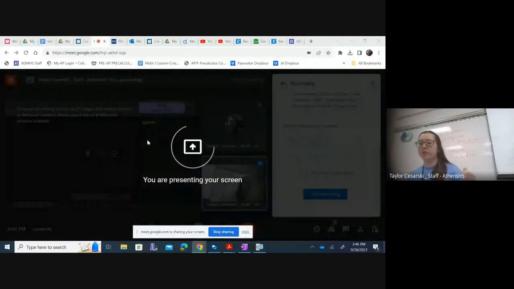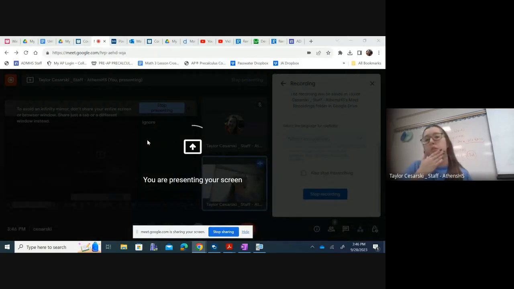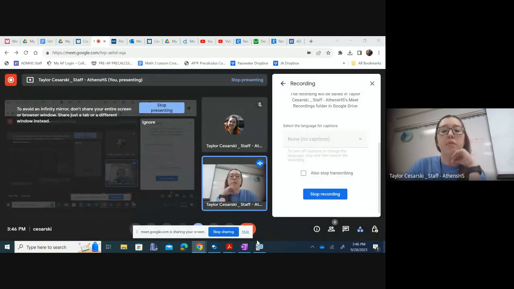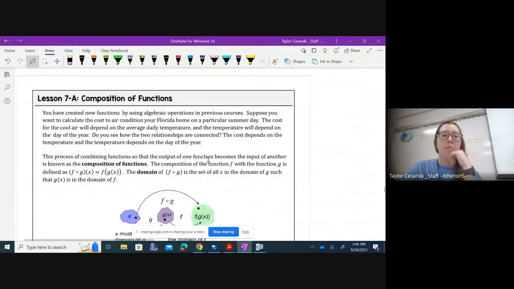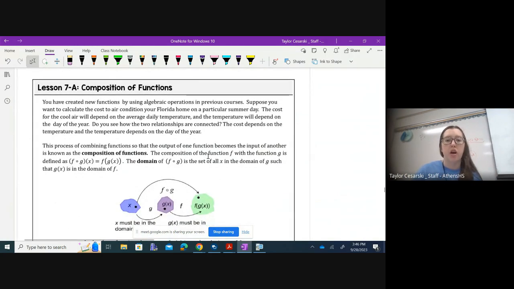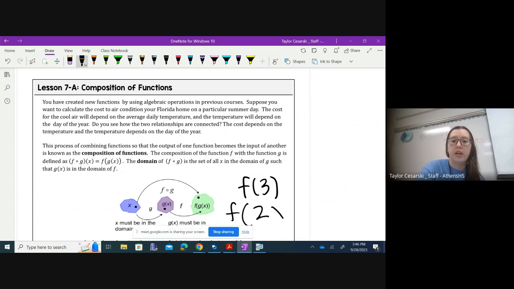So composition of functions, you've done things with functions before. You've added them, you subtracted them, you've multiplied them, and you've divided them. But now we're going to kind of put 2 and 2 together. So that is called composition of functions, when the input is a function rather than just a number. So you've seen things like f of 3, where the input is a number. But now we're going to say f of 2x plus 1, where this represents another function.